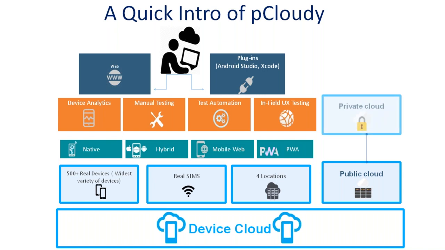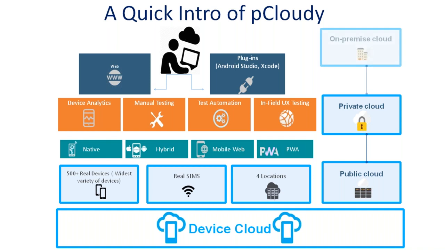The second offering which we have is the private cloud. It's an extension of the public cloud. This basically means we will give a dedicated set of devices to dedicated users from a specific organization, and they can use those devices 24 by 7, and it will be restricted only to that particular customer.